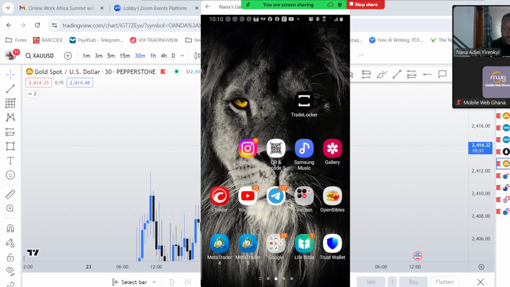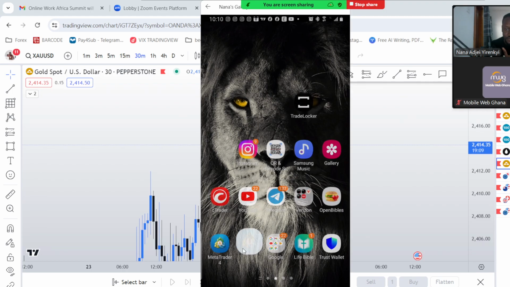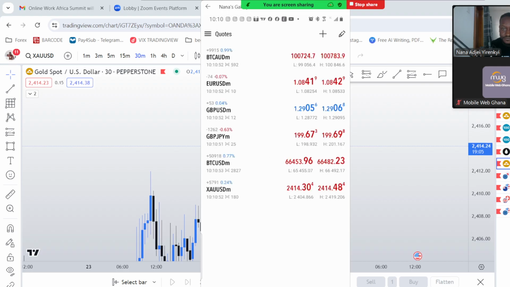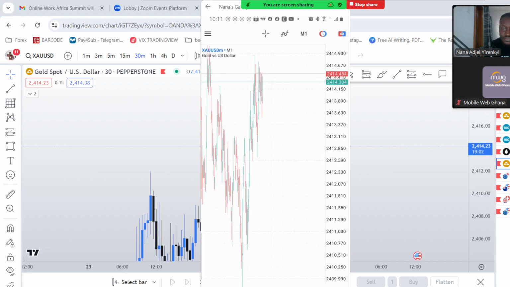So we also demonstrated how to use the MT5 and then also connect your demo account to your MT5. Okay, so this is how the MT5 platform actually works.